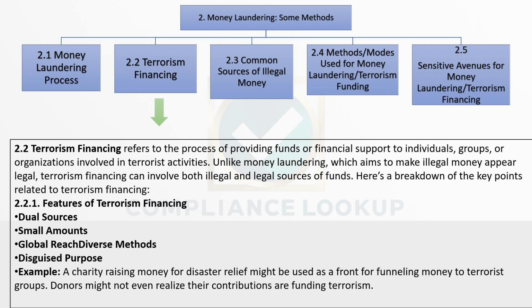Disguised purpose. Often, the true purpose of the funds is hidden. For example, a charity might be raising money for disaster relief but is secretly diverting a portion of the donations to support terrorist activities. The donors might not even be aware that their contributions are being used for illegal purposes.